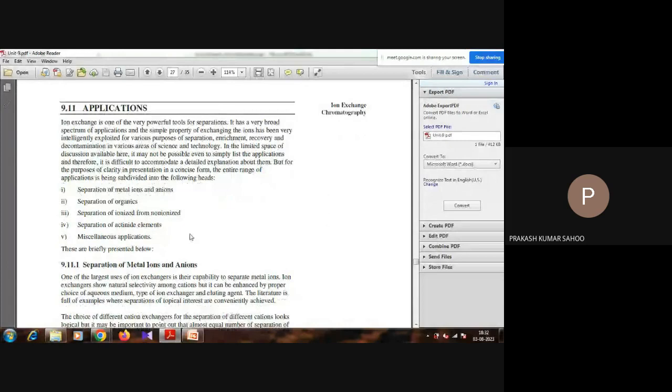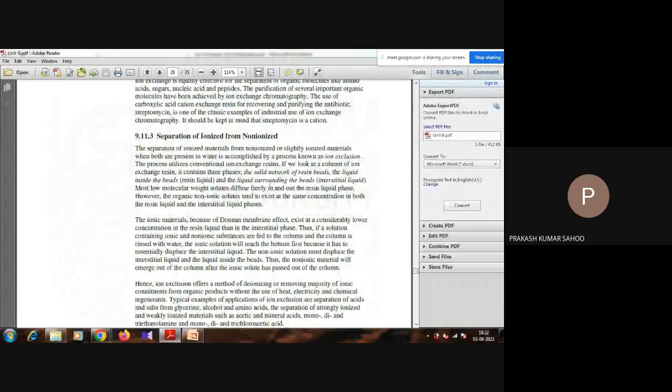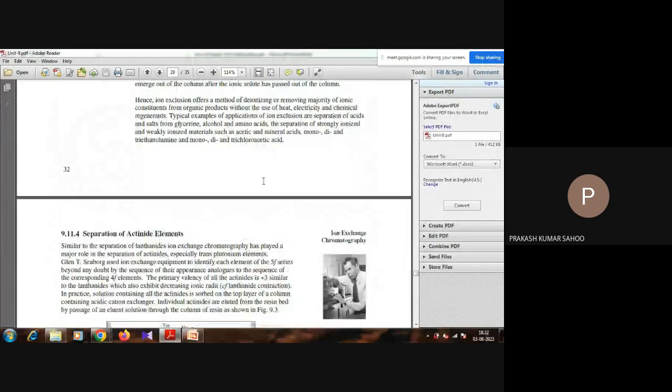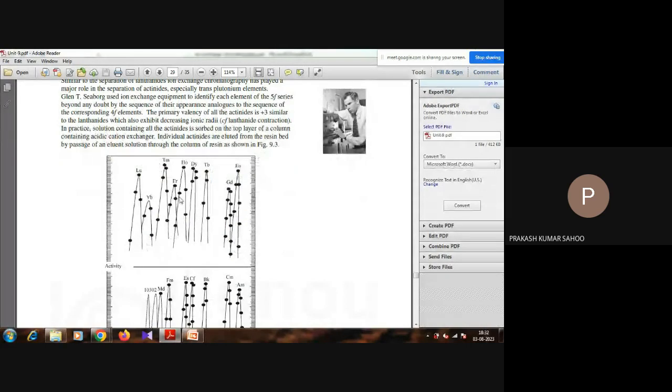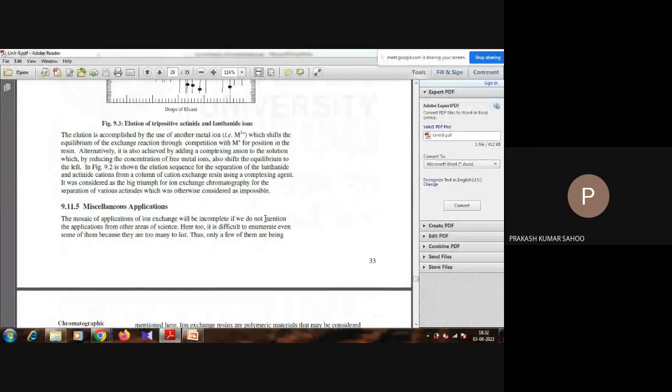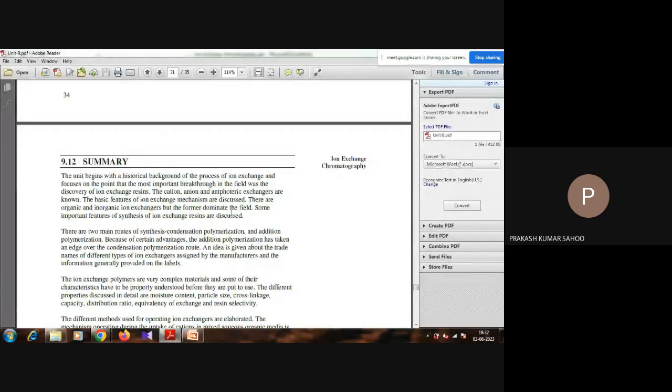And these are the applications. How separation of metals occurs, how separation of organics occurs, separation of ionized from non-ionized, separation of actinide elements by ion exchange chromatography. Then we have miscellaneous application. Then this will be the end of this unit.